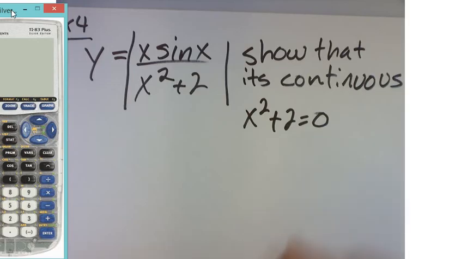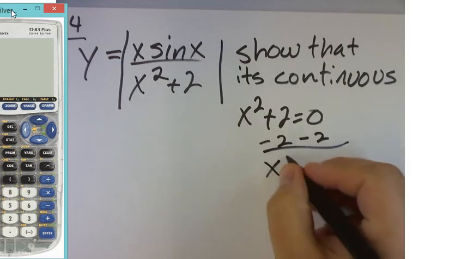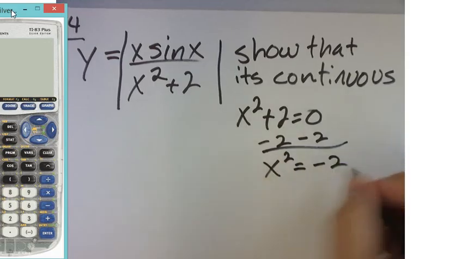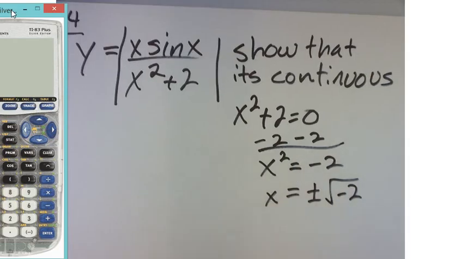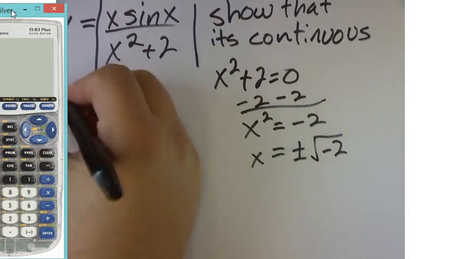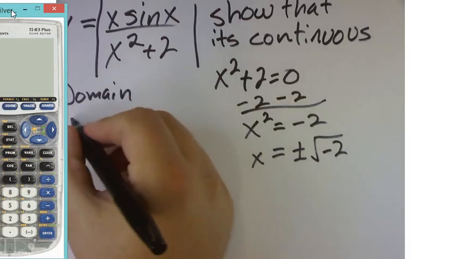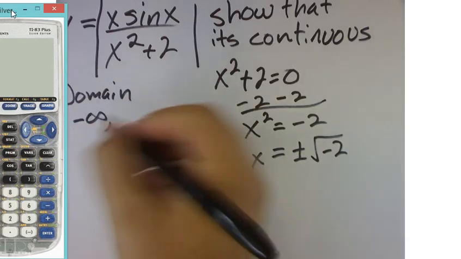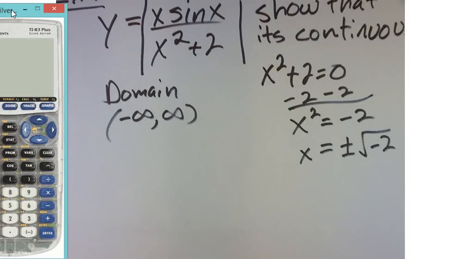Well, here's the thing. If we solve it, we end up with x squared equals negative 2, or x equals plus or minus the square root of negative 2. And that's not a real number solution. So there are no domain restrictions. So the domain of this thing is from negative infinity to infinity, all real numbers. So really it should be continuous.